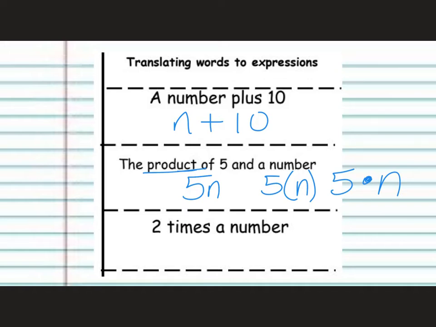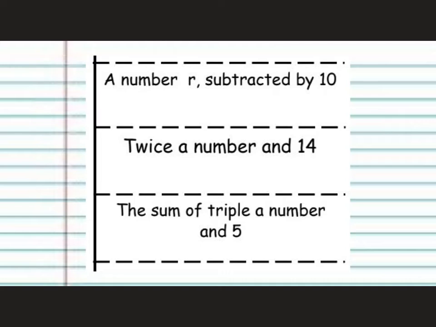The next one says 2 times a number, so we could, again, have those different ways of making this look different but mean the same. Okay? Those were pretty simple. Look at this. A number r, so now it's telling us to use r, subtracted by 10. So we're going to have r being subtracted by 10. Now keep in mind, certain operations, order matters. Because it said by 10, we know we're subtracting 10 from r.